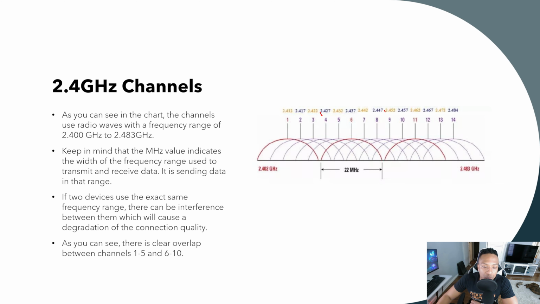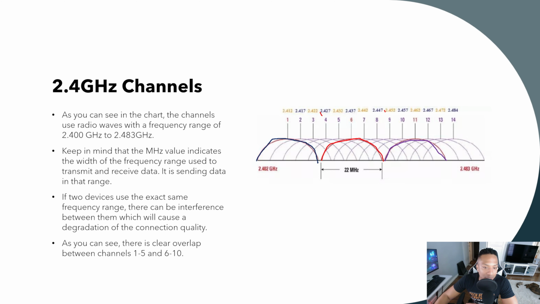That is why you should always use channels 1, 6, and 11, because as you can see, there is no overlap. So here's channel number 1, here's channel number 6, here is channel number 11. As you can see, there is no overlap between them, so there will be no degradation of connection quality. Remember that for the exam, channel 1, channel 6, and channel 11 should be used with 2.4 gigahertz.